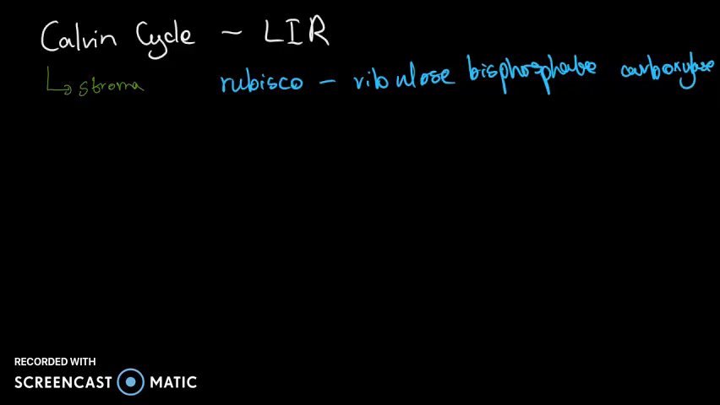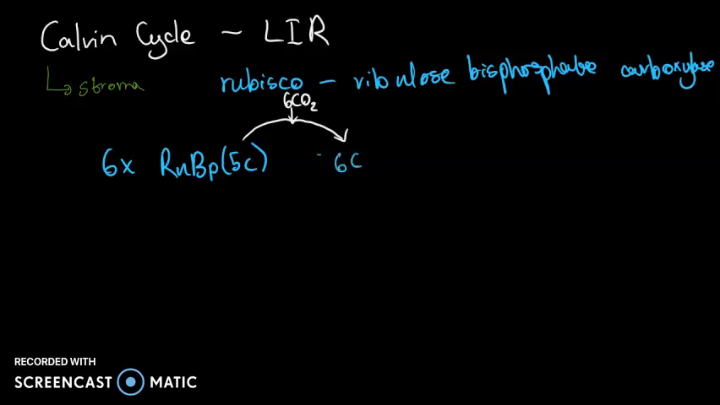What we have are molecules called RuBPs, which stands for ribulose bisphosphate, and they're the starting molecules. Ribulose bisphosphates are 5 carbon molecules, and for the purposes of this, we're going to start off with 6 RuBPs. With these 6 RuBPs, the next stage is where 6 carbon dioxide molecules fit into each of these RuBPs. So we get a 6 carbon compound, and we get 6 of those.